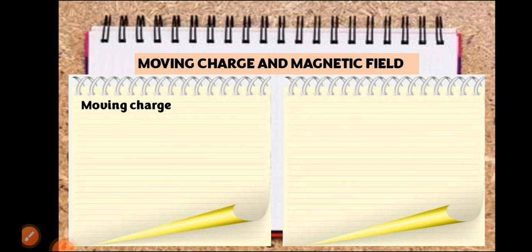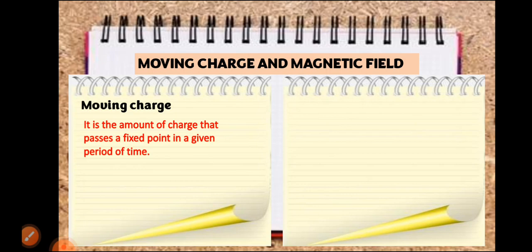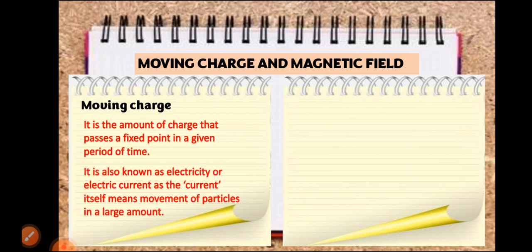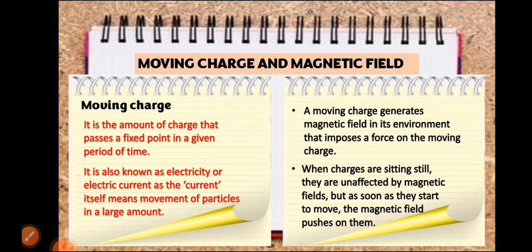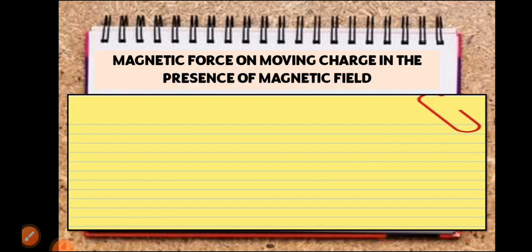So now let's move on to the moving charge and magnetic field. So what is a moving charge? A moving charge is the amount of charge that passes a fixed point in a given period of time. It is also known as electricity or electric current, as the current itself means movement of particles in a large amount. A moving charge generates a magnetic field in its environment that imposes a force on the moving charge. When charges are sitting still, they are unaffected by magnetic fields, but as soon as they start to move, the magnetic field pushes on them.